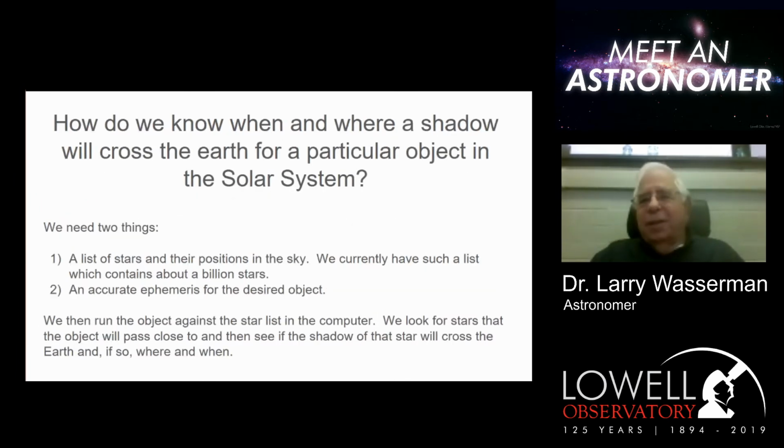Okay, the shadow is going to cross the Earth, and you've got to be there. How do you know when and where? Well, you need 2 things. You need a list of stars and their positions in the sky.